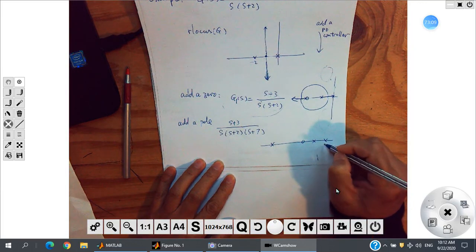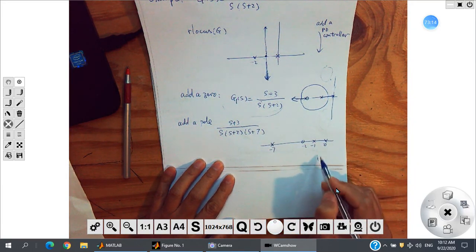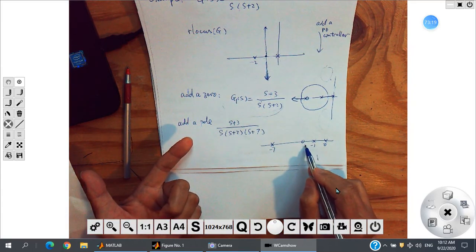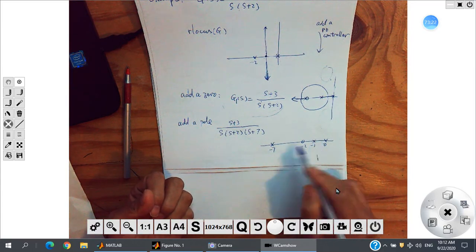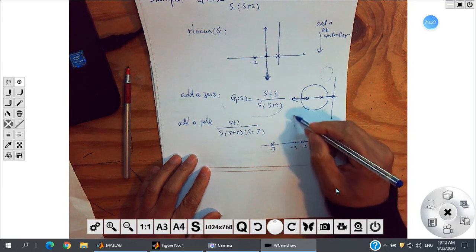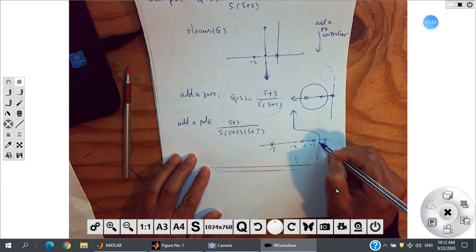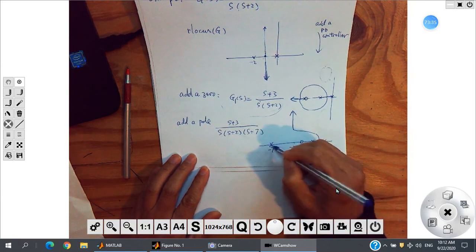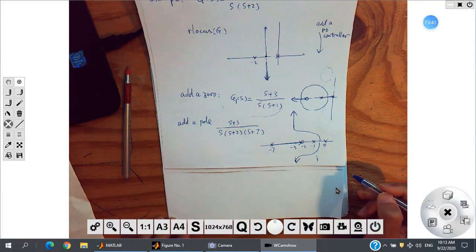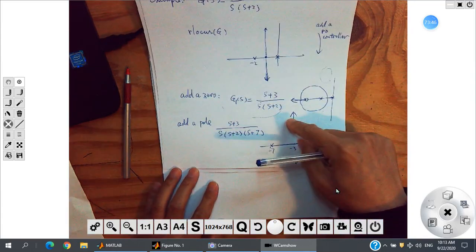And the center will be 0, negative 1, negative 2, negative 7. We do the summation of the poles, which is negative 8, and the zero is negative 2, so totally negative 6. 6 divided by 2 is negative 3. Here is negative 3, and the curves come up and down from negative 3. So it should look like this. So by adding the pole, this one comes back to here.